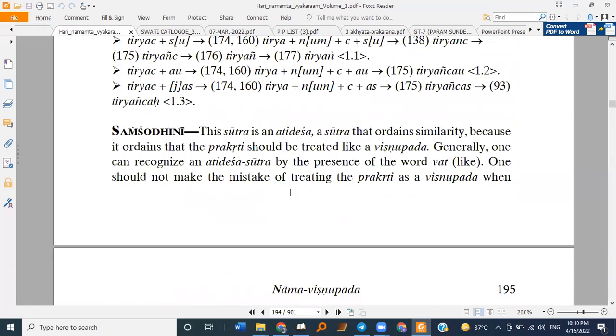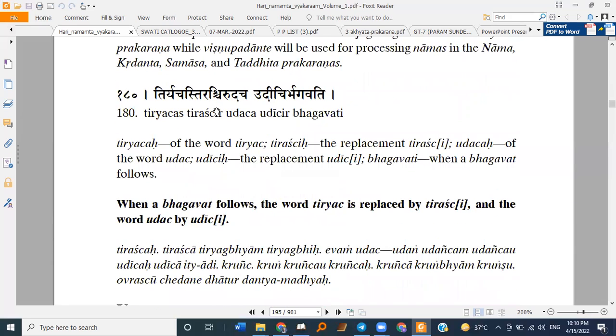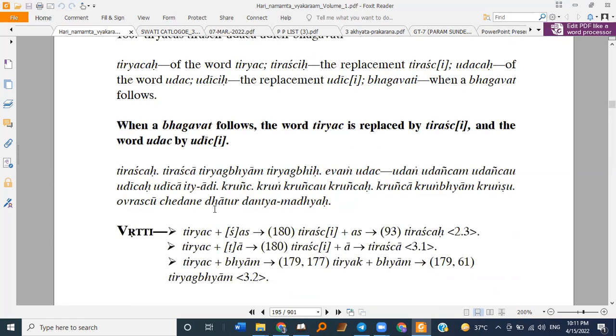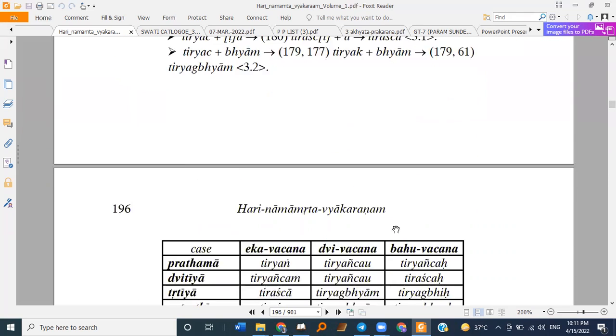Yeah, so Tiryach Shabda. Now, Tiryachas Tirashchir Udacha Udhichir Bhagavati. When a Bhagavat follows, again, Bhagavat means a Krishna Sthana Sarveshwaro Bhagavat Samyaha. The word Tiryach is replaced by Tirashchi, where E is an indicator letter, and the word Udach is replaced by Udhichi. So Tiryach of the Shas, Shas is Bhagavat, so Tiryach is replaced by Tirashchi. So tirascha, tiryagbhyam, tirasche, tirascham, tiryakshu, like that.